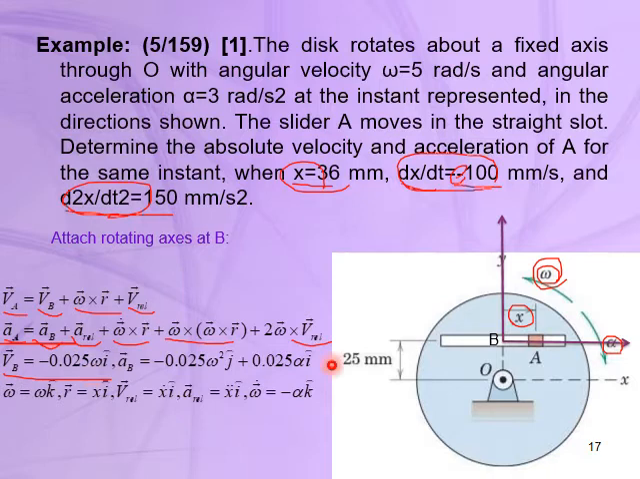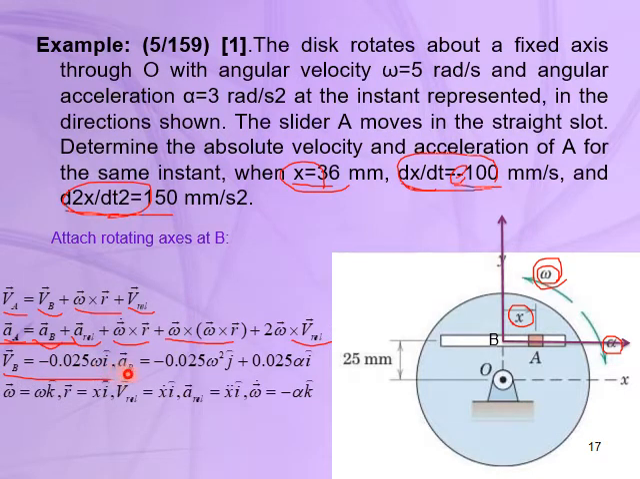But as I told you, in this simple example, you can easily imagine the direction of velocity, and it's equal to the negative direction of i or x. So it will be minus 0.025 omega i.